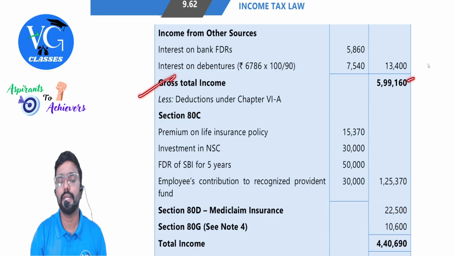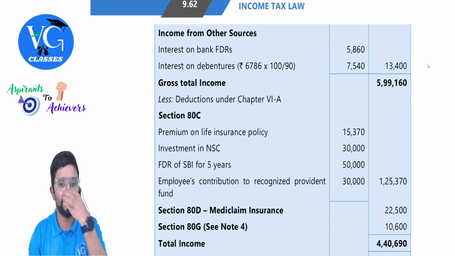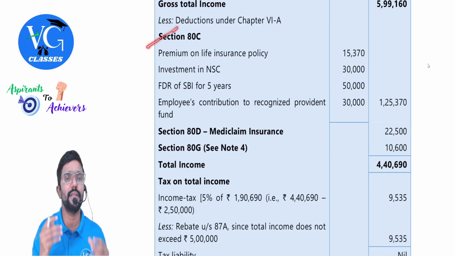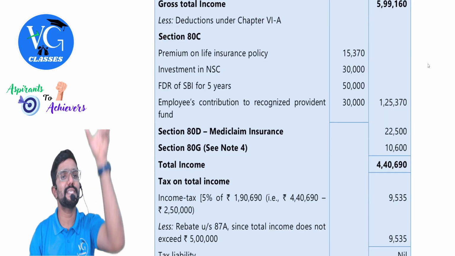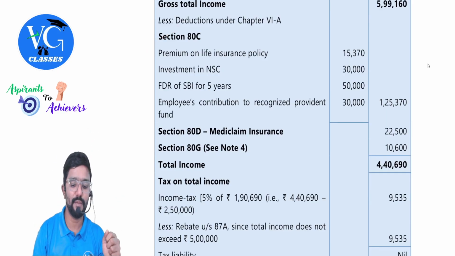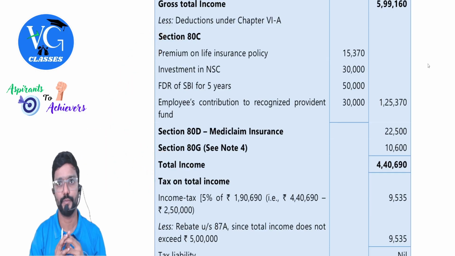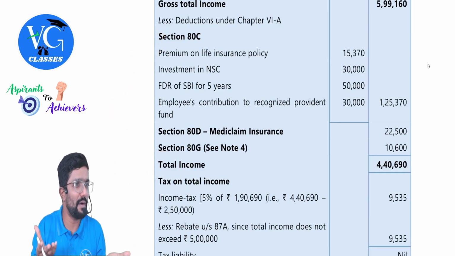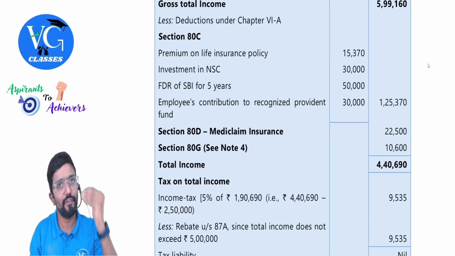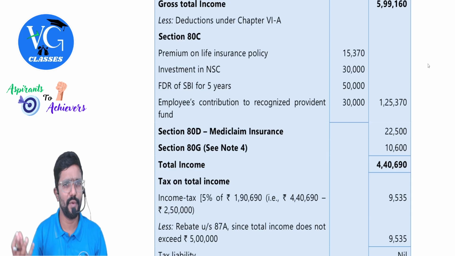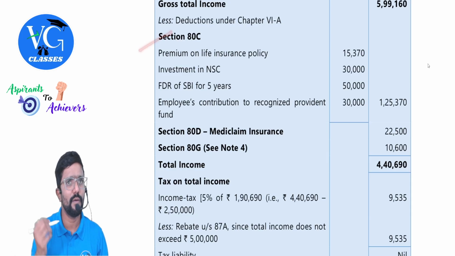So gross total income is 5,99,160. Deductions under Chapter 6A, first 80C. And whenever you are presenting deductions, try to present them in section order. For example, don't bring 80G first, then 80C, like that. Go in the order. Whichever sections' information they have given, try to present it in alphabetical order. You would also have learned it in the alphabetical order. Correct?